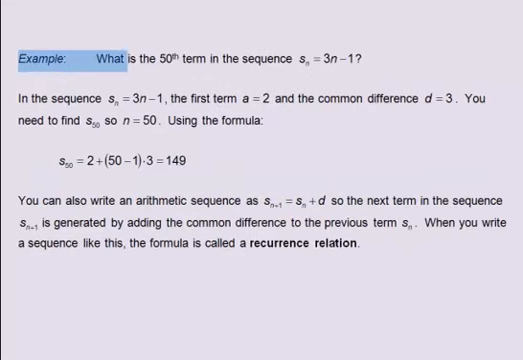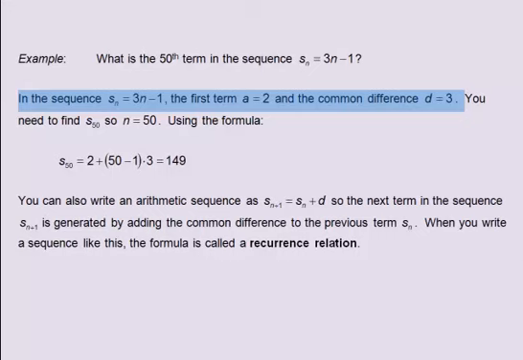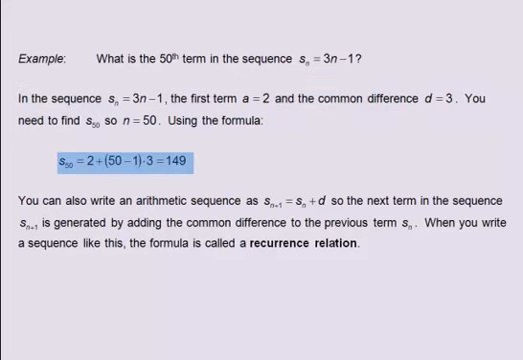Example: what is the 50th term in the sequence Sn equals 3n minus 1? In the sequence Sn equals 3n minus 1, the first term a equals 2 and the common difference d equals 3. You need to find S50, and so n equals 50. Using the formula, S50 equals 2 plus (50 subtract 1) multiplied by 3, which equals 149.